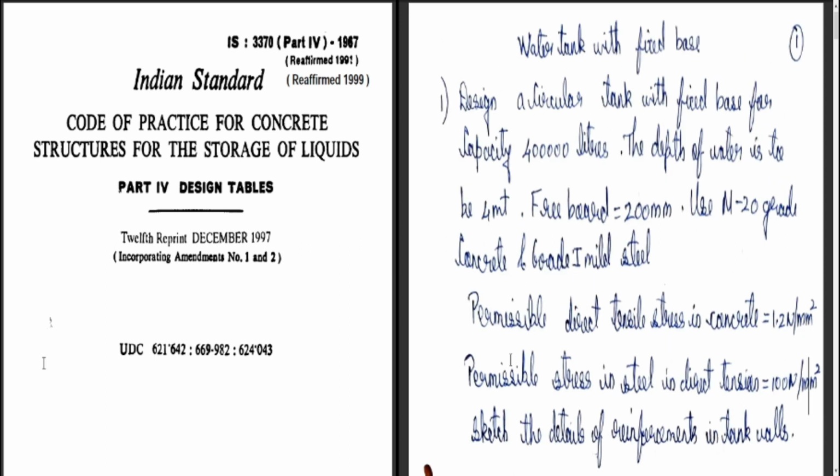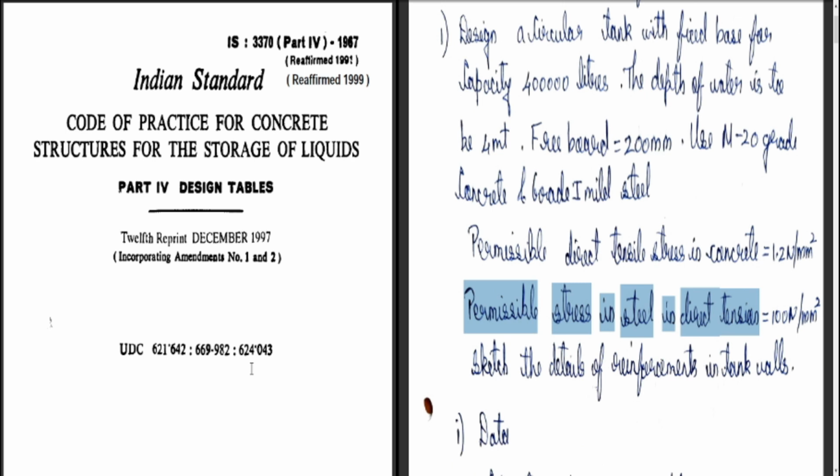Now, in any question, if the permissible direct tensile stress in concrete and permissible stress in steel in direct tension are not given, then we can definitely refer to IS 3370 part 2, which gives the guidelines for RCC structures. Note that if these two components, that is direct tensile stress in concrete and permissible stress in steel in direct tension, are not given, you have to take them from the design tables given in IS 3370 part 2 for RCC. Depending upon the grade and mild steel, you will get these components. So this is given. Now let us see.